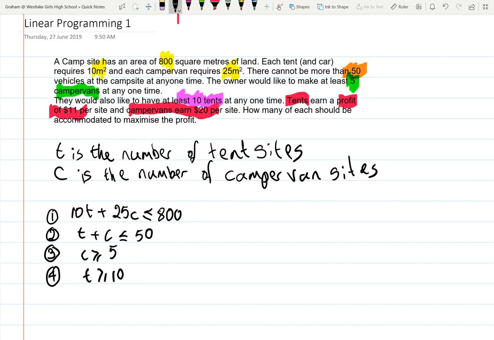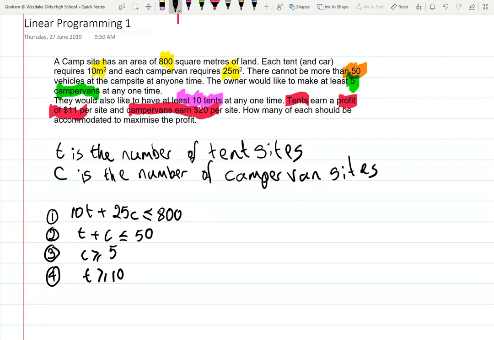Now, if they don't give me something like that, then you've just got to think about the situation. There might be an implied constraint that you can't get negative answers, because sometimes these inequations would give you a solution if you had some that were negative. So if they don't give you one that tells you that camper vans is greater than or equal to 5 and tents is greater than or equal to 10, then the implied constraint would be that camper vans is greater than or equal to 0 and tents are greater than or equal to 0. Okay, so those are all of my constraints.